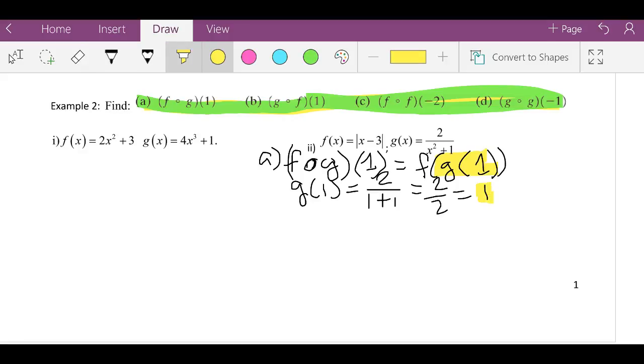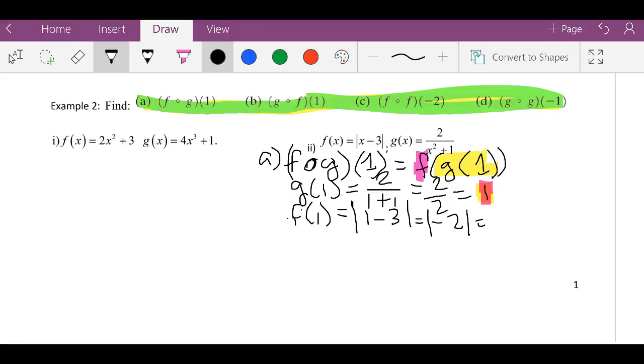Okay, so now that we have this piece, it is 1. The next piece is you are now going to compose the outer piece, which is the F, of this same value. So now let's do F of 1. Not always do they come out to be 1, so make sure you understand that piece. F is an absolute value function. So absolute value of 1 minus 3. Well, 1 minus 3 inside an absolute value is negative 2. Absolute value of negative 2 is 2. So your entire composition comes out to be 2.